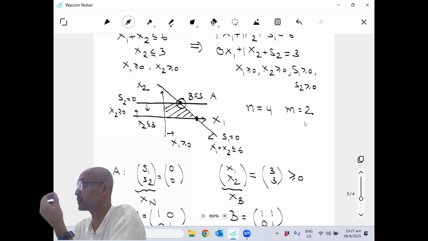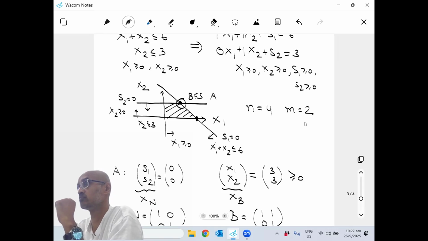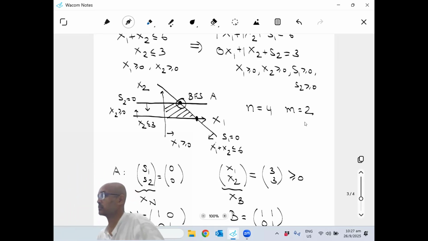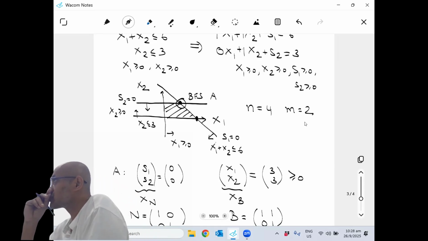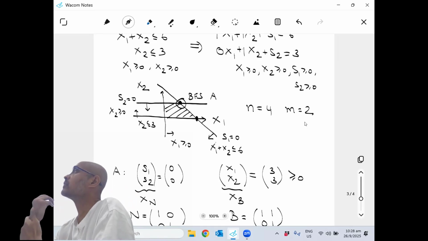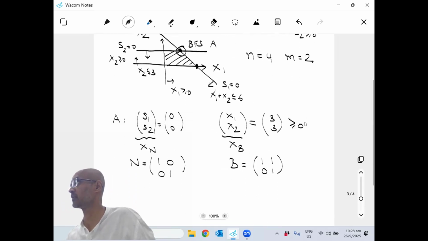S1 equal to 0. That's this equation. And this equation is x2 equal to 0. So at this point, my non-basic variables are s1 and x2, both will be 0. My basic variables will be x1 and s2. Okay, and you can write down B and N and so on. Okay, any questions? Is it clear, or do you want me to go a bit slower?